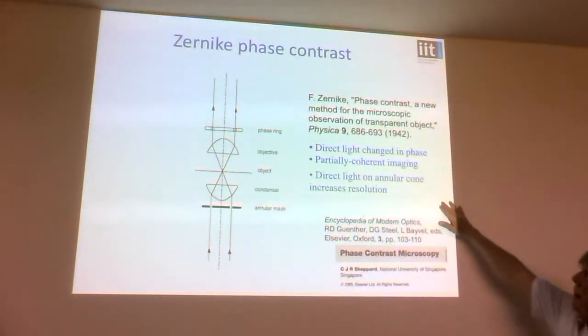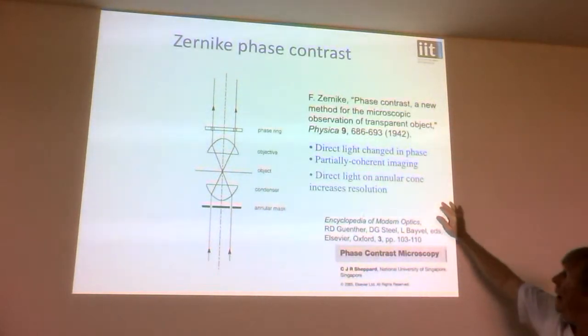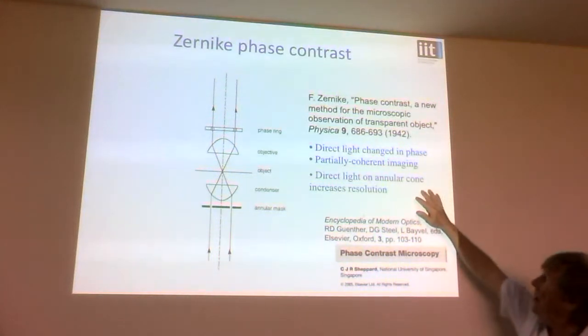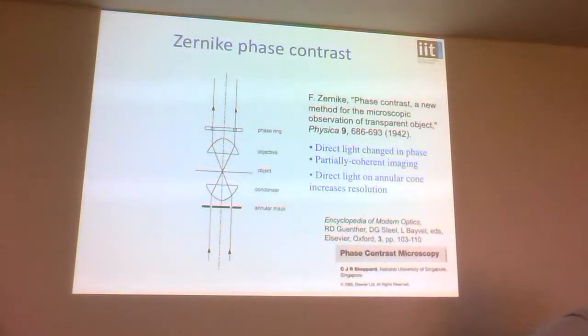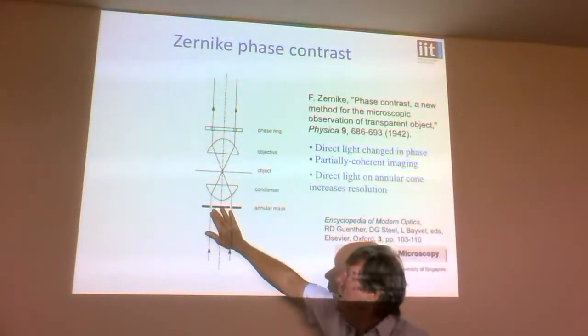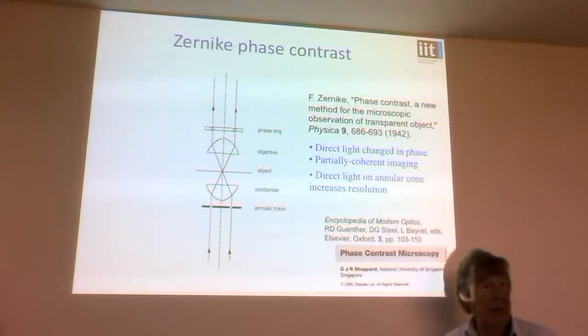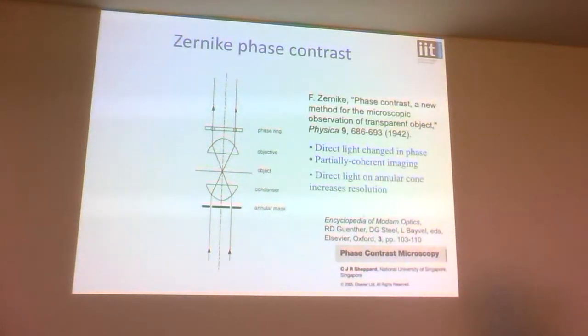Zernike got the Nobel Prize for inventing this. If you look in your standard book on Fourier optics, they do a sort of Zernike phase contrast, but not using this annular illumination. By using the annular illumination, you effectively improve the spatial frequency bandwidth of the system.